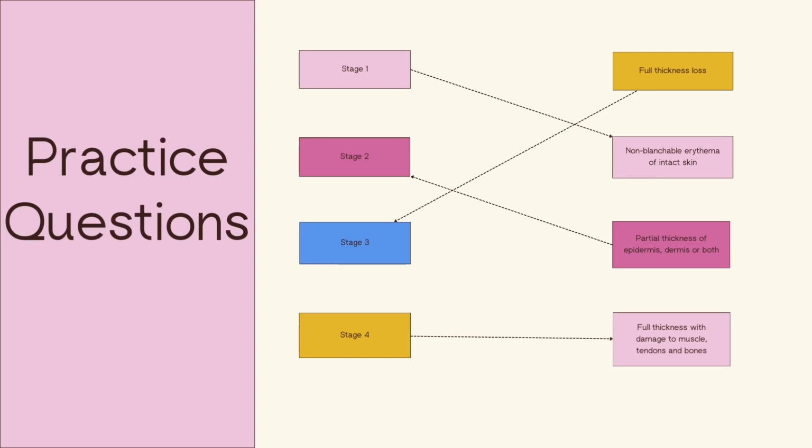Okay, I've spared everyone pictures of actual wounds, and I did a matching. So stage 1, non-blanchable intact skin. Stage 2, partial thickness loss of the epidermis and dermis, or both. Stage 3 is a full thickness loss, and stage 4 is a full thickness loss with damage to the muscle, tendon, and bone. Please review that chart. I do find it really helpful for me. Make your own chart, screenshot it, add it to your notes.